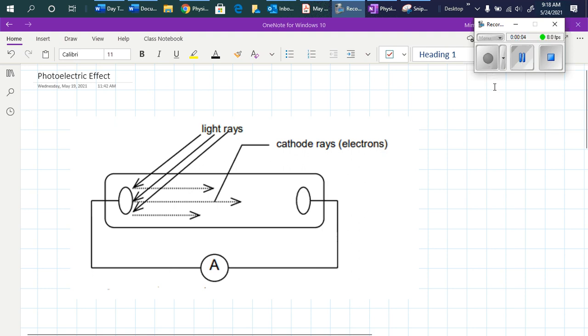Today we will talk about the photoelectric effect. Initially, the photoelectric effect was discovered by Hertz while he was studying and working on the cathode ray tube. Remember what we said about the cathode ray tube, finding the charge to mass ratio.